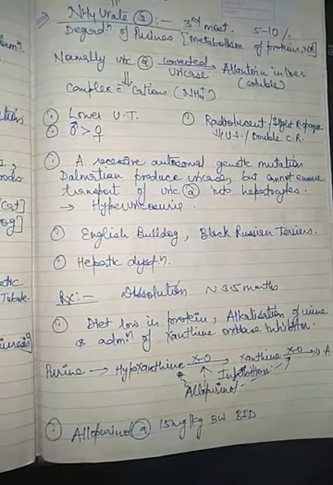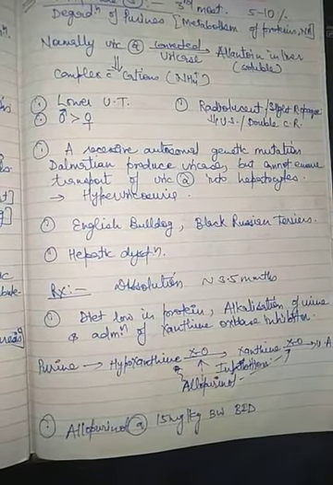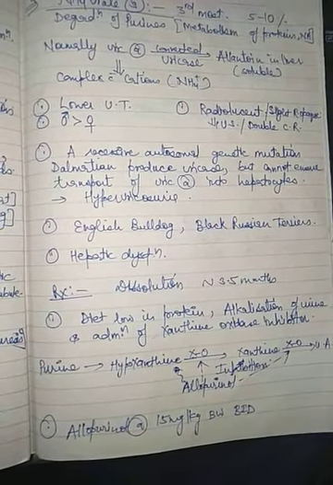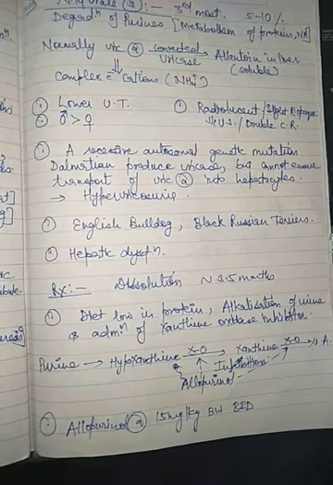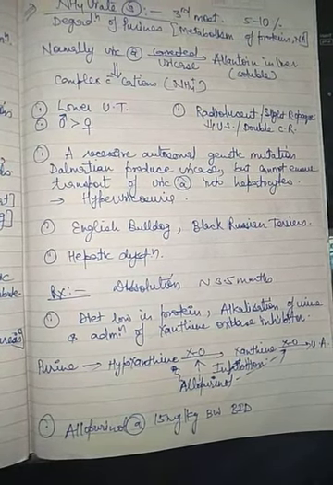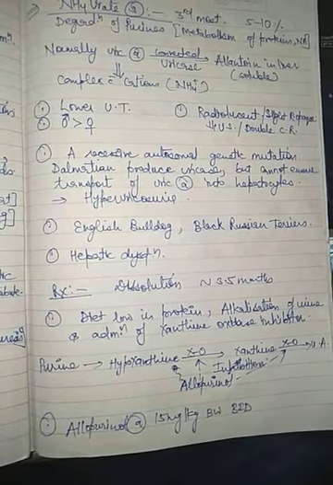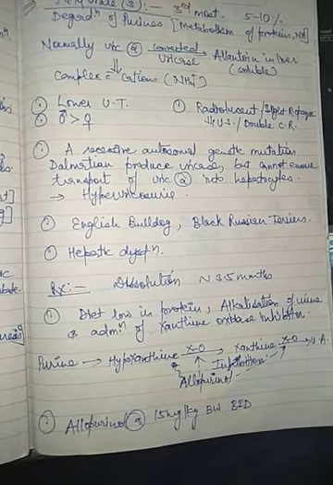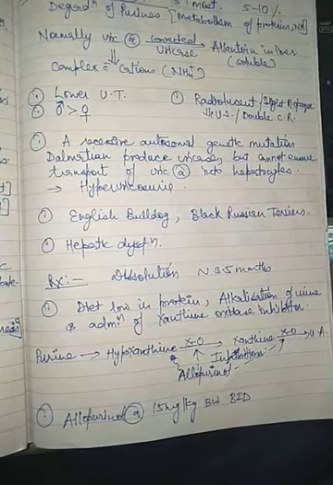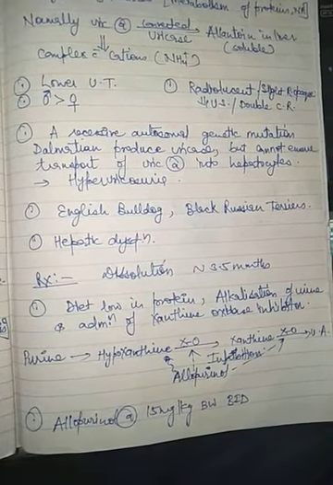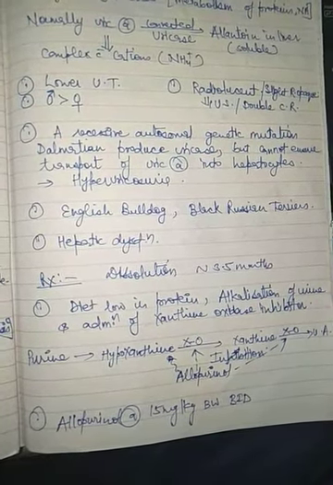And in the Dalmatian, why is it found? Because a recessive autosomal genetic mutation in the Dalmatian produces the uricase enzyme but cannot ensure the transport of uric acid into the hepatocytes. So the hyperuricosuria condition occurs. Apart from the Dalmatian, English Bulldogs and Black Russian Terriers also suffer from the same problem.